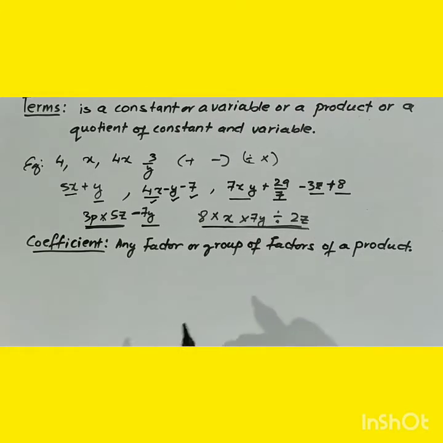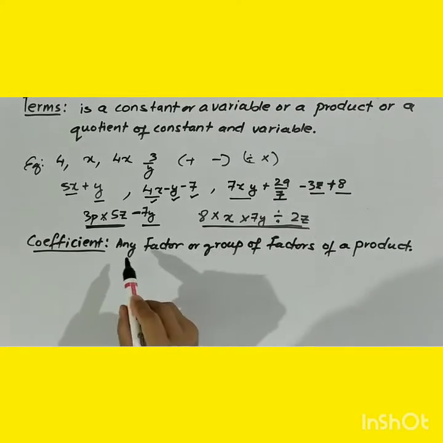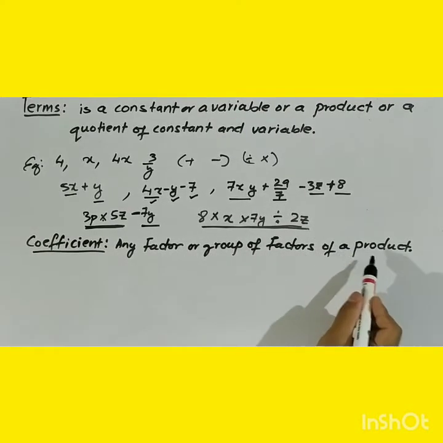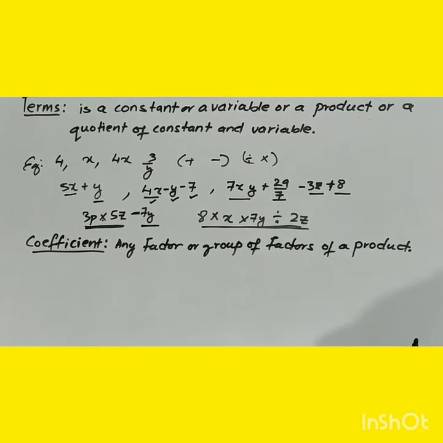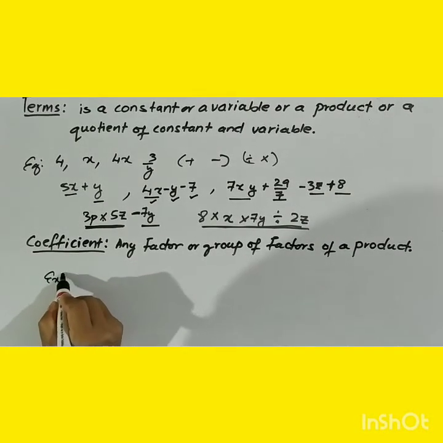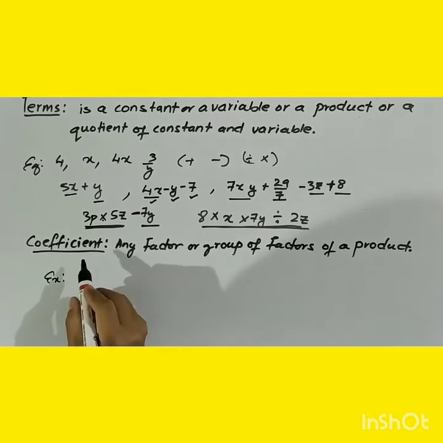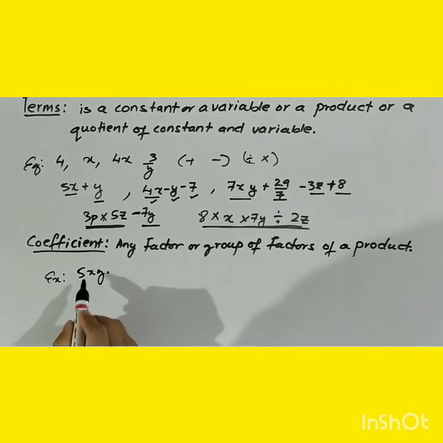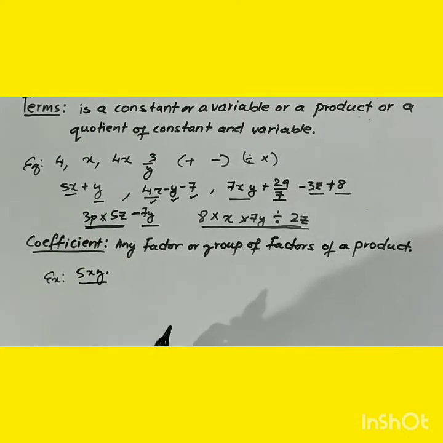Okay, now next, coefficient. Okay, now what is a coefficient? A coefficient means any factor or group of factors of the product, of the remaining factor. Okay, let's say, right, I'll give you an example. Okay, in the product of, let's say, 5xy, right, this is a product of 5xy. Now this is the product, right.